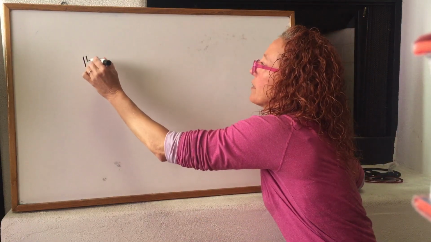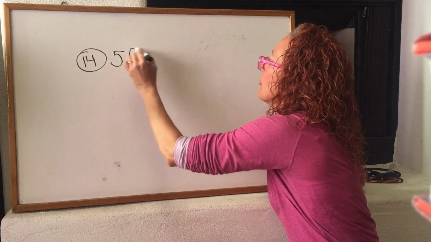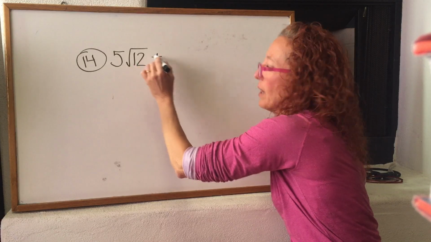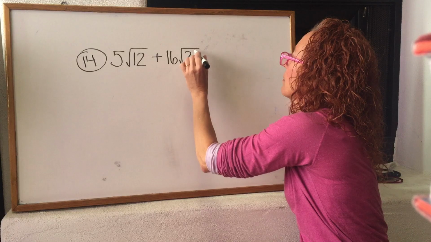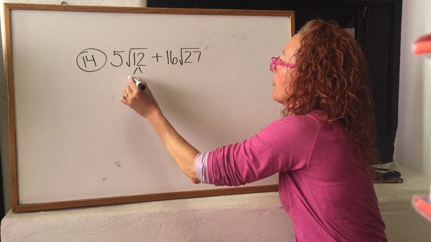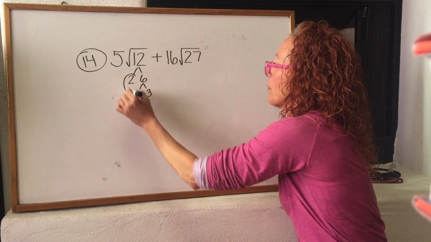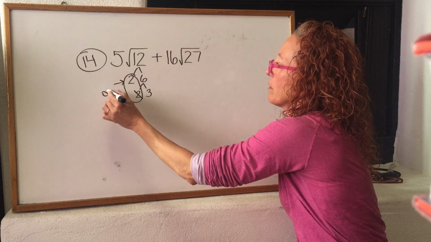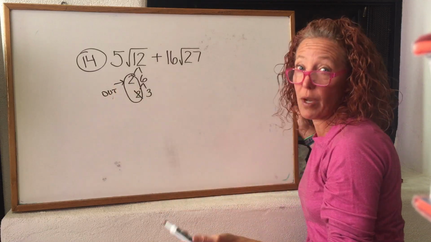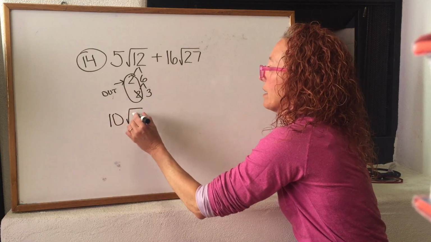So 14. 5 radical 12 plus 16 radical 27. So 12 is 2 and 6, which is 2 and 3. So we have a pair of 2's. That 2 comes out, but there's already a 5 there, so everything is multiplied. 5 times 2 is 10. That 3 stays underneath.